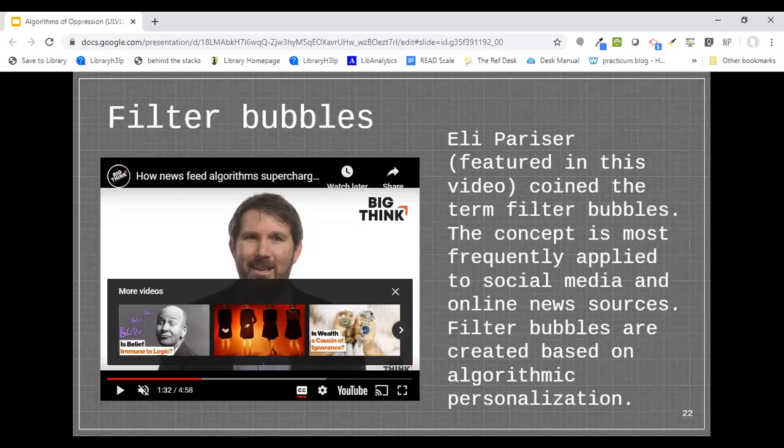So if I only click on articles from the New York Times and the Guardian and the Washington Post and other publications that have been identified as having a liberal perspective, which we could argue about for a whole other hour, but we won't, it's going to always show me that kind of stuff. So it's always like my social media, my Facebook, my Twitter, whatever. I'm too old for all the other ones, but it's going to show me what it thinks I want to see.